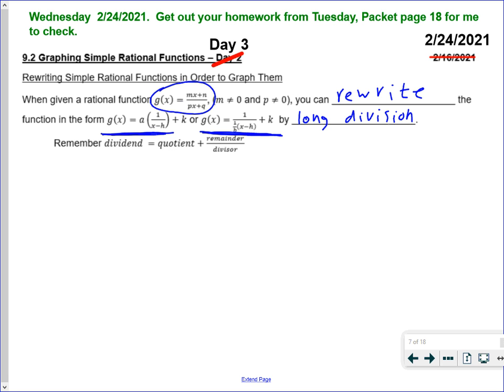And how we do this is a long division. And when we do our long division, what we're going to do is we're going to get our remainder, put that over our divisor.